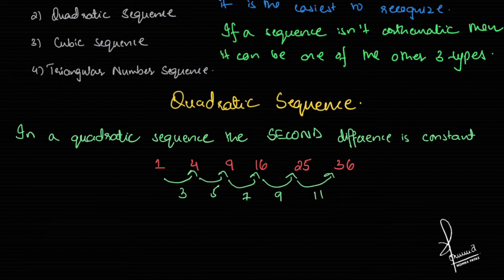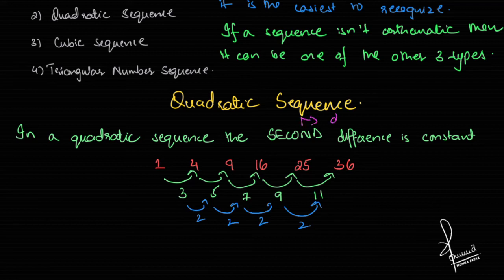Now you can see it's not an arithmetic sequence. Why? Because this difference is not constant. It is increasing. अब अगर मैं second difference निकालूँ, second difference is basically जो आपका common difference है उसका difference. That means 5 minus 3 which is 2, 7 minus 5 which is 2, 9 minus 7 which is 2, 11 minus 9 which is also 2. So always remember that in a quadratic sequence the second difference is constant.